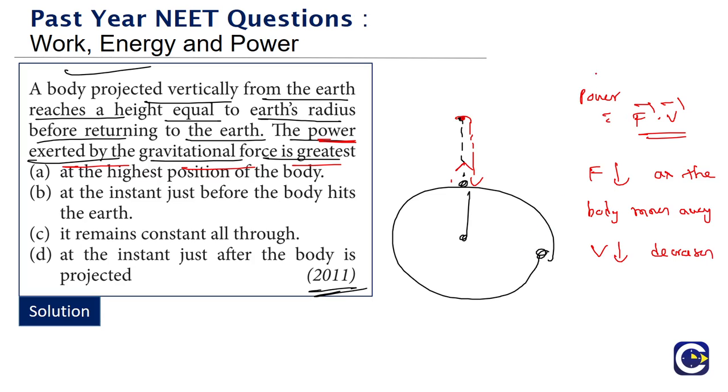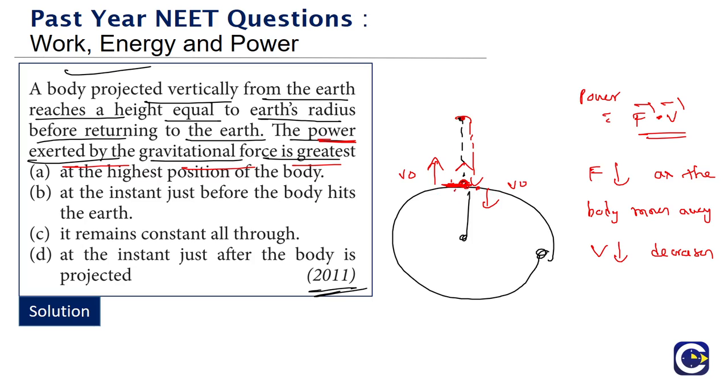Which means what? Power, we are saying, is the dot product between the force and the velocity. If both of them are decreasing, we'll see that as the particle is going above, the power will keep on decreasing, right? But look at here. At the time of projection as well as when it returns back, it will have the same velocity, let's say v naught, but in opposite directions. At the time of projection it will be up, when it is coming down it will be v naught down.